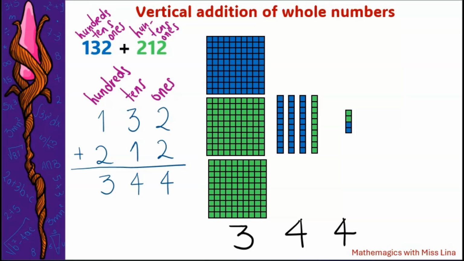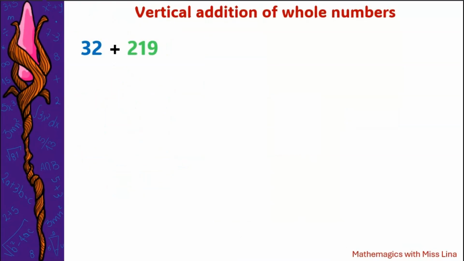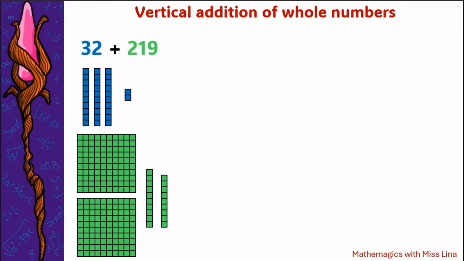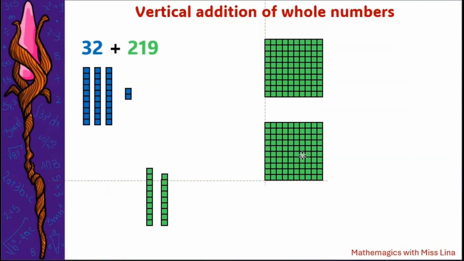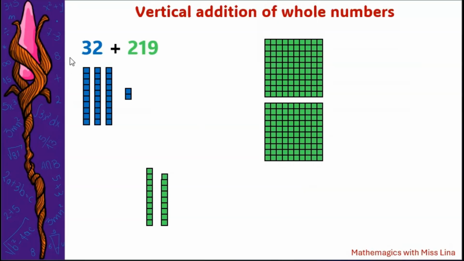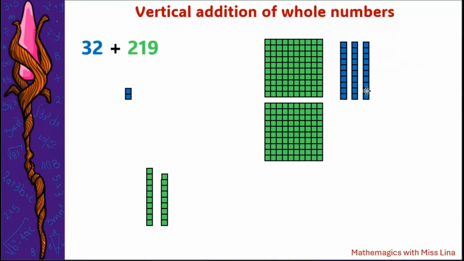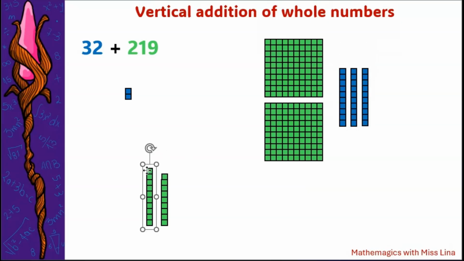But then let's check what happens if they don't have the same amount of digits. For example, in this addition here, 32 plus 219. So 32 doesn't have a hundreds, so we are just going to represent it with 3 strips of 10, 3 tens, and 2 ones. And the 219. And now we do the same. We put the hundreds together, the strips of 10 together, put it here, 3 and another one here, and finally the ones.